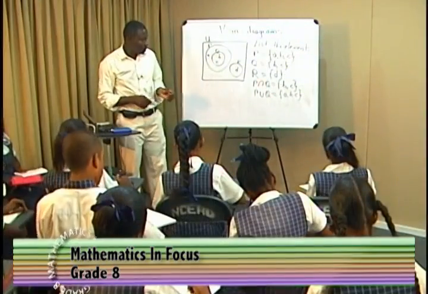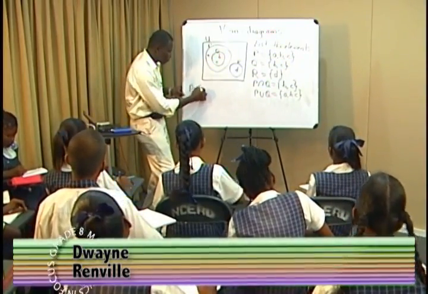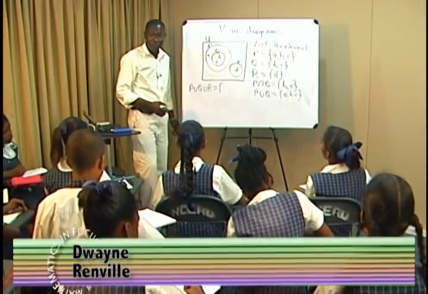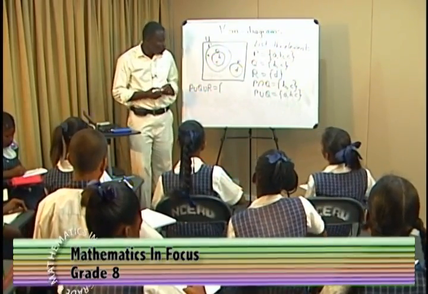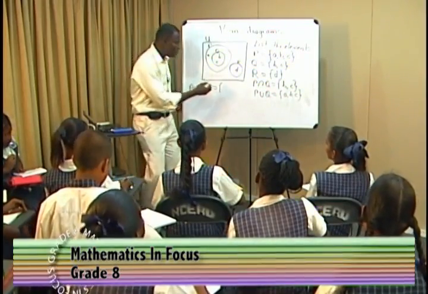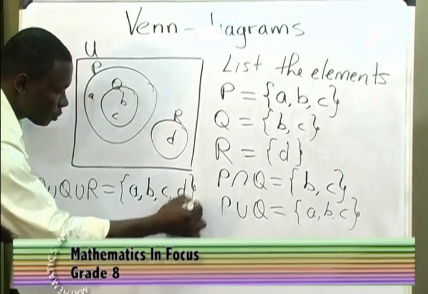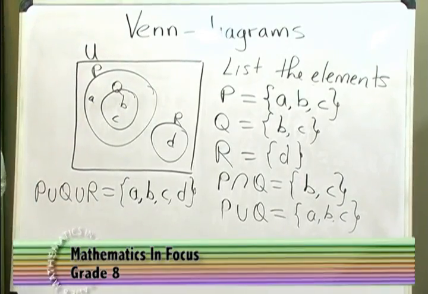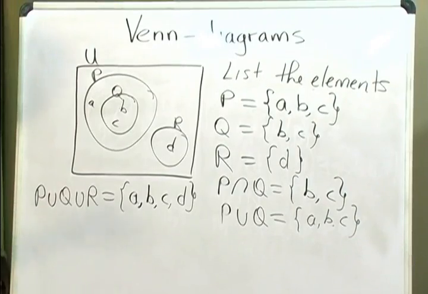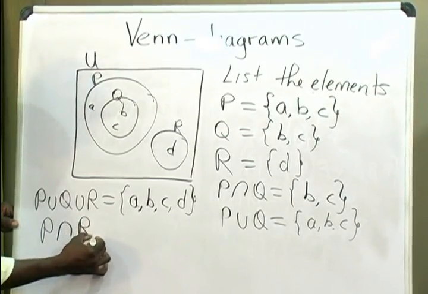What about those elements in, look at this set now. P union Q union R. What are the elements in that set? A, B, C, D. Very good. I think I can find one that will be a bit difficult for you. Let me see. What about this one here?